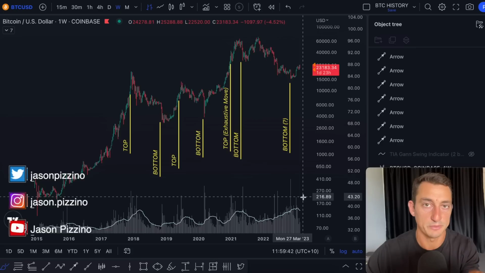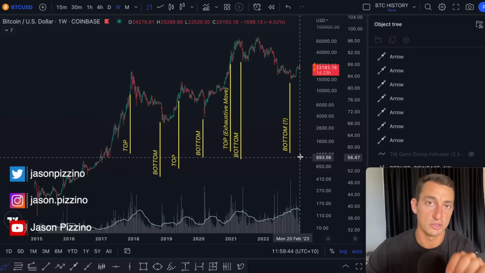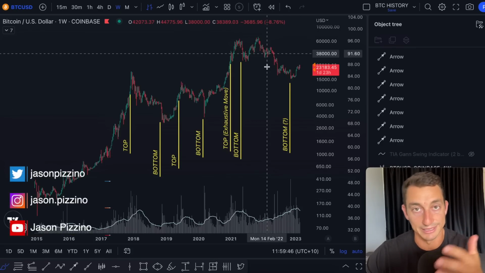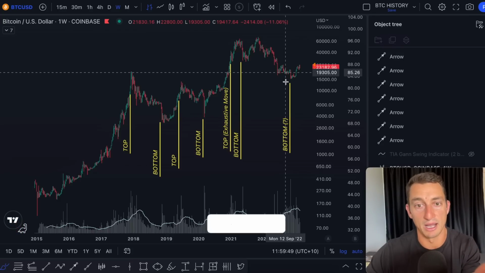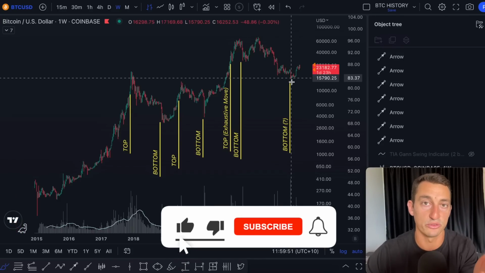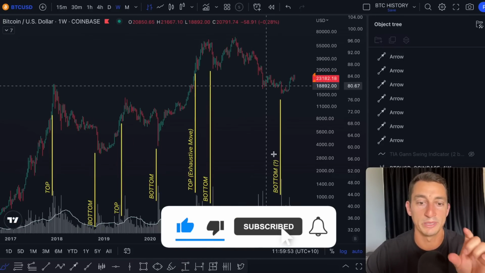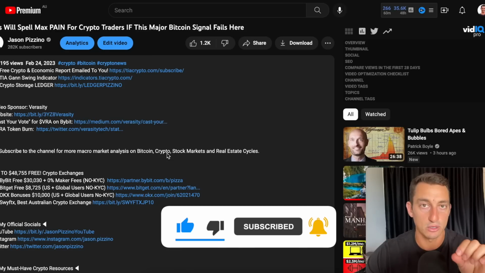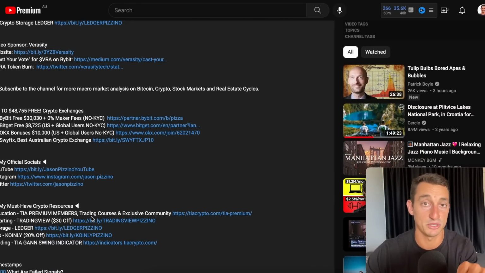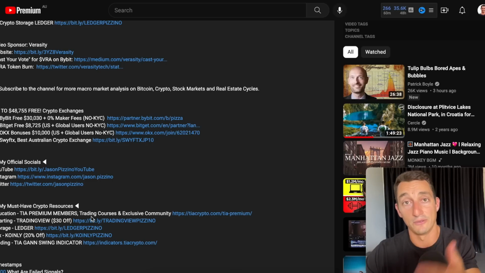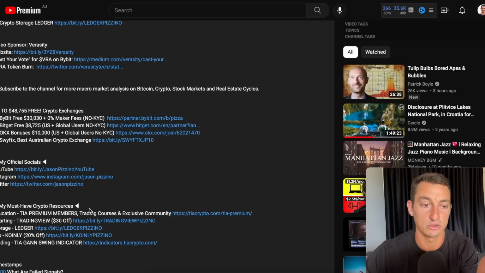Volume data is extremely powerful when used in conjunction with other indicators, in particular the Gann swing indicator, but also bar or candle reading, looking at the closing prices and patterns that are forming in the market. We have specific courses on this with our TIA Premium membership, going through Wyckoff analysis, volume analysis, and Gann swing trading for short-term and long-term trading plans.